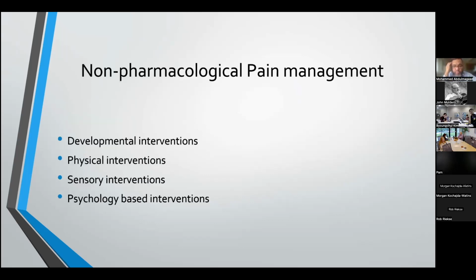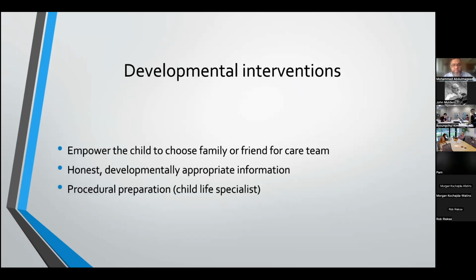Another point is non-pharmacological pain management in pediatrics. There are four things we can do: developmental, physical, psychological, and sensory interventions. Developmental interventions, number one: empower the child to choose family or friends for the care team. When you have a child with a terminal illness, cancer for example, they might not be comfortable with a parent or a sibling or a grandfather or an uncle. You should ask the child, who do you want to be in the room? Who do you want to be there during the procedure? Who don't you want to be present when this happens?